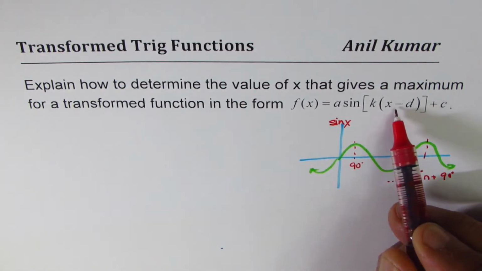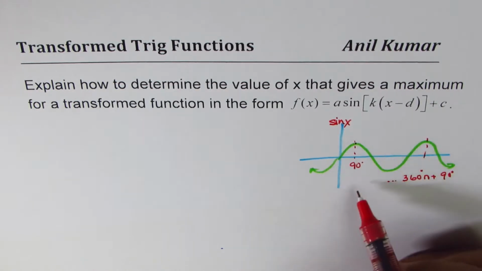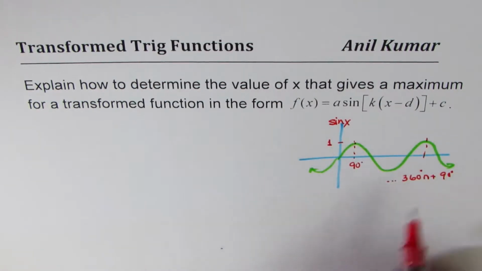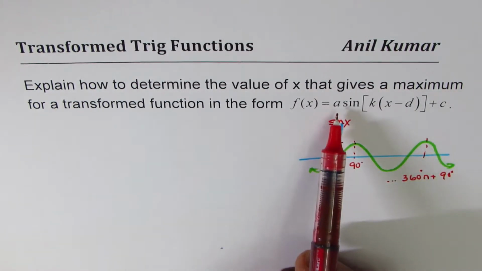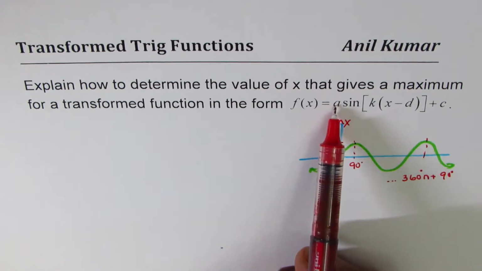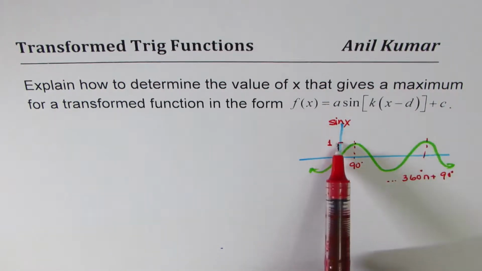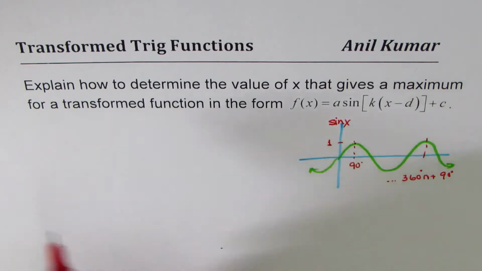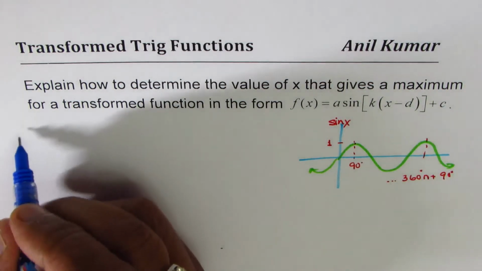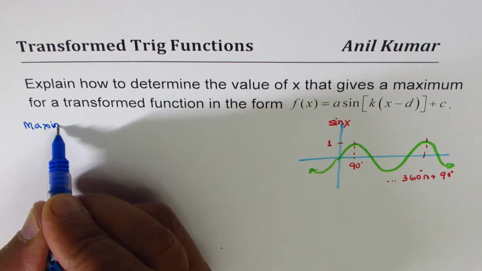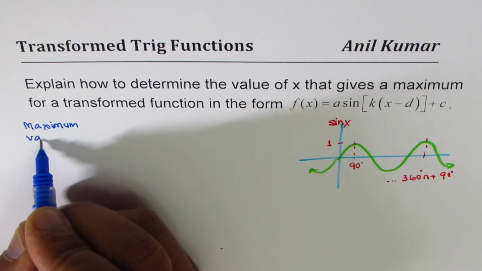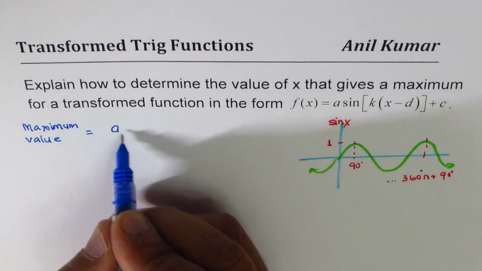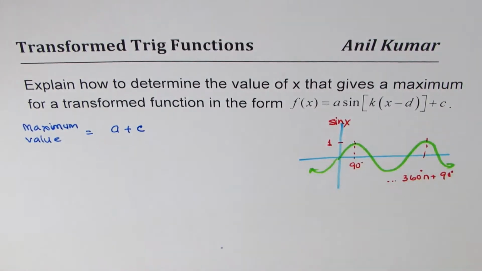Now if it is a transformed function, where is this maximum going to be? Of course, the maximum value in this case will be 1. For the transformed function, a vertical stretch of A and plus C will make this value 1 times A plus C. So the maximum value will be A plus C. That is the maximum value of the function.